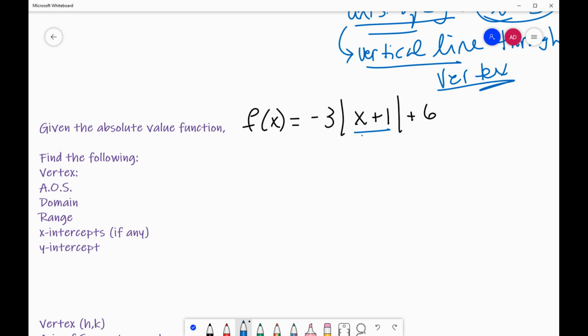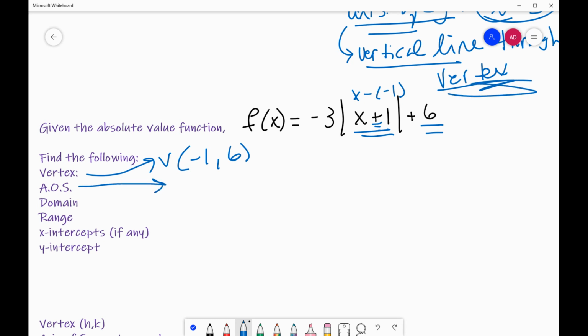First and foremost, find the h, find the k. So my vertex in this case is going to be negative 1 comma 6 because, again, it's x minus what? And that what is where I'm going to get this positive 1 from. So x minus a minus gives me the plus, all right? So my vertex is negative 1 comma 6. Axis of symmetry. We said that earlier, right? It's a vertical line through the vertex. So it has to be x equals negative 1.